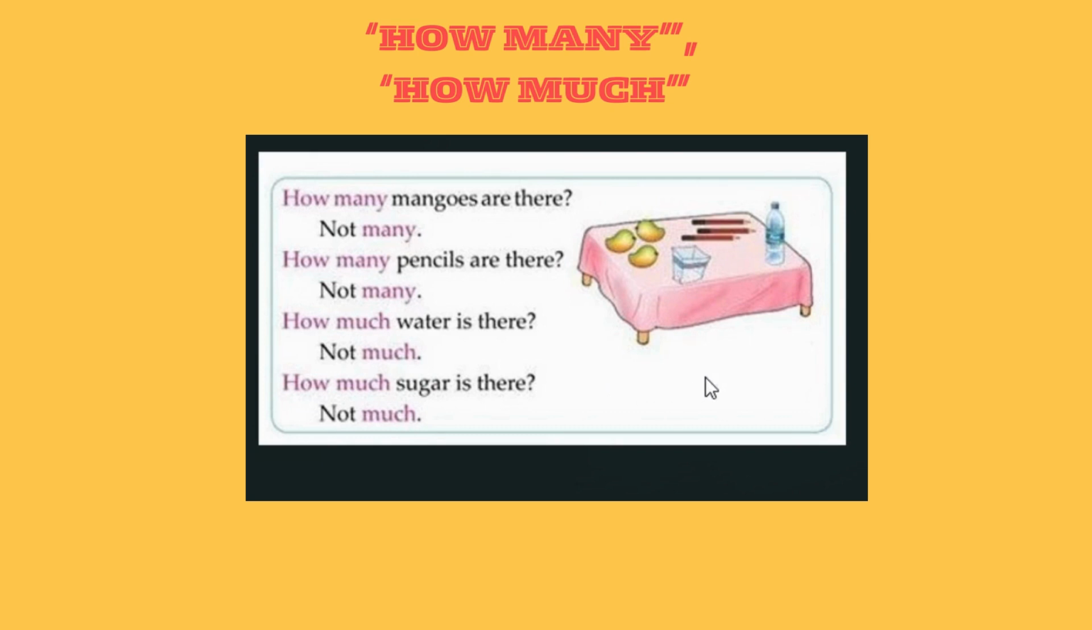Today I am planning to explain some words, how many and how much, and how to use them in a sentence. Let me start. First one: how many mangoes are there? Not many here. Many means a large number of something, consisting of a large number of people or things.